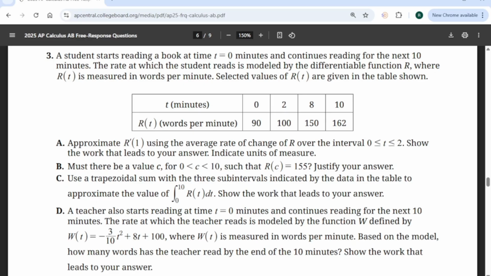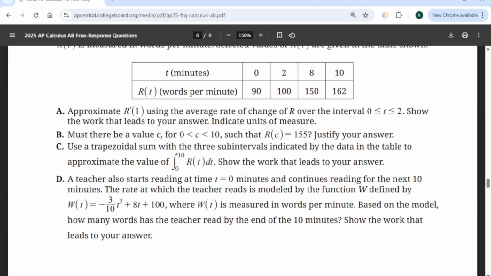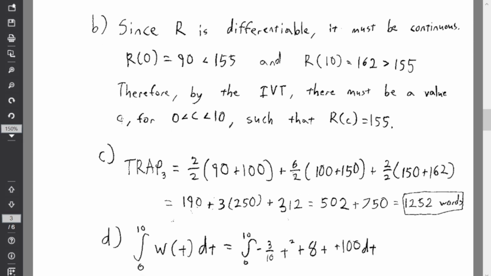Finally, we are given W of t, the rate that the teacher is reading, and it asks how many words the teacher has read by the end of the 10 minutes. Well, they start reading at t equals 0, so there's no starting condition to think about. We're given the rate, and we want to know how many words are accumulating, so we're going to take the integral from 0 to 10 of W of t.